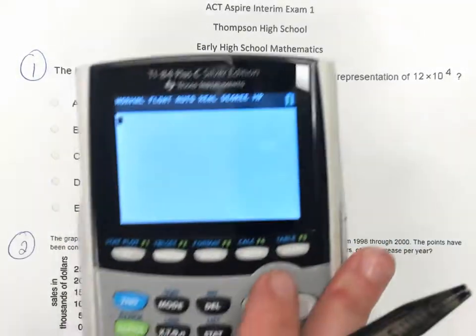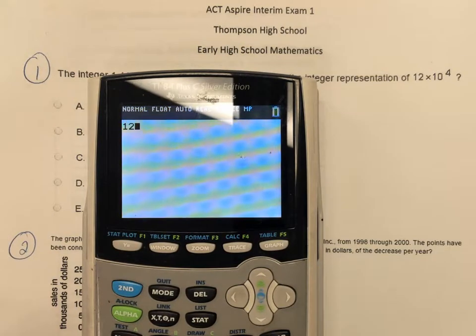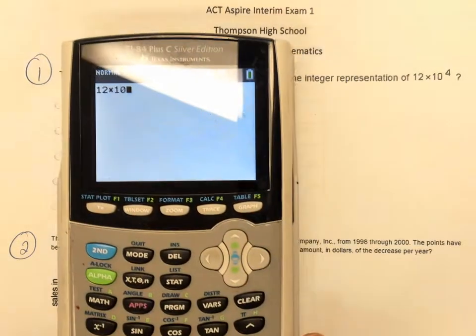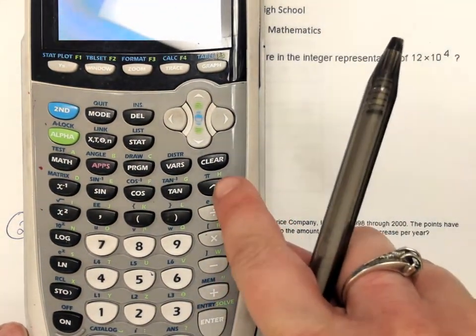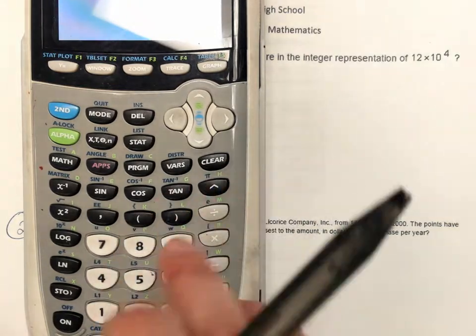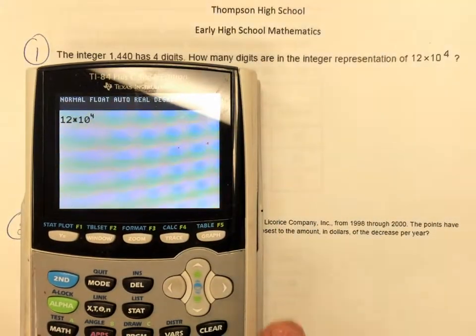So let's plug it in. So we do 12 times 10. And how do we do the 4th power? What button do we push? The little arrow right here, okay? And then we hit the 4th power. And hit enter.